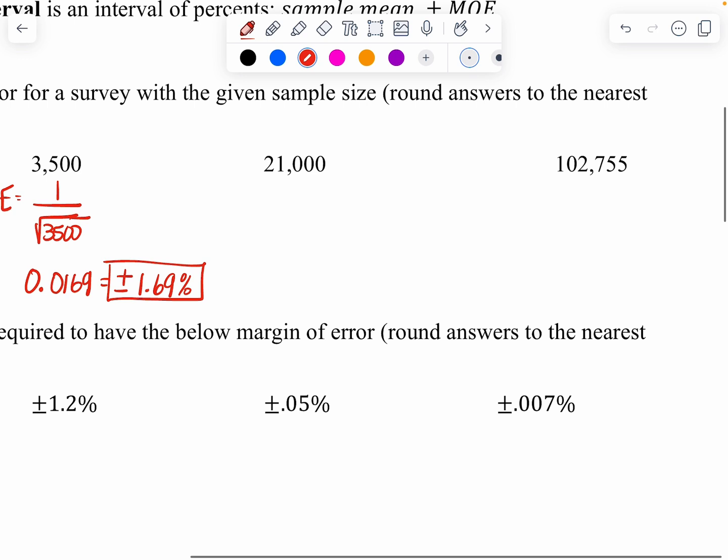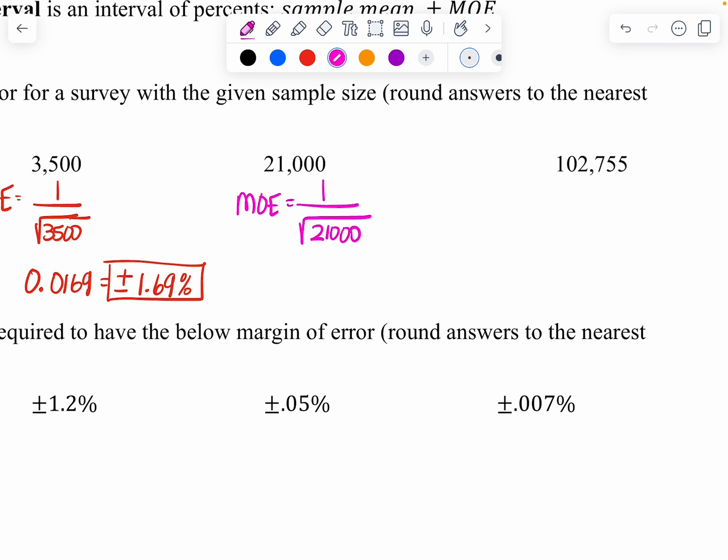Let's go ahead and look at 21,000 as our sample size. So sample size just got way bigger. So our margin of error equals 1 divided by the square root of 21,000. When I put that in my calculator, I get a very tiny decimal, 0.0069, which calculates out to plus or minus 0.69%. So your margin of error dropped significantly as your sample size grew.